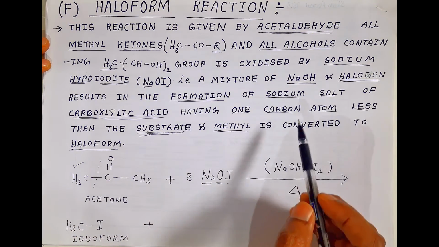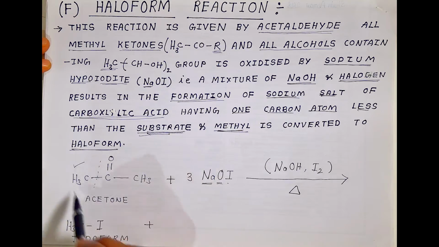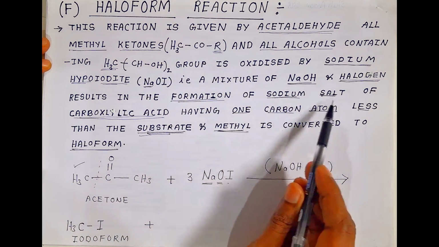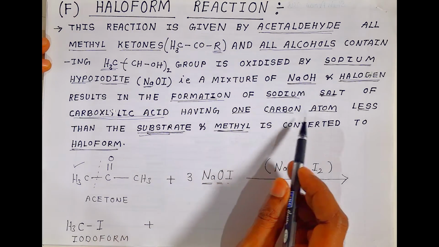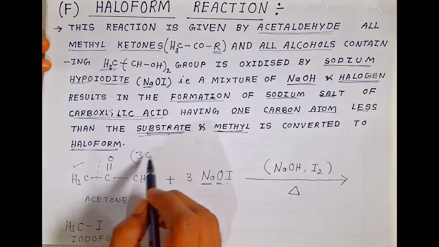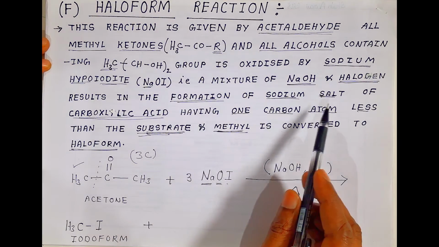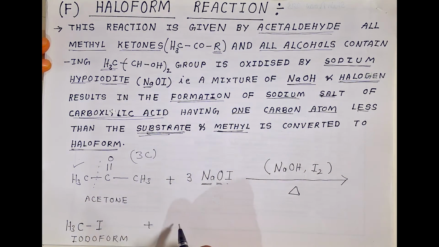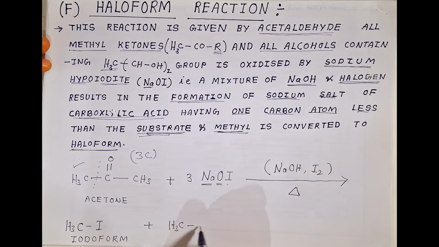Plus students, you are getting one carbon less. Total how many carbon this acetone is having students? There is 3 carbon. So we are getting the sodium salt of carboxylic acid having one carbon less than the substrate. This is substrate students containing 3 carbon. It is 3 carbon, but when it forms the sodium salt of carboxylic acid, it is having one carbon less. That means students, this CH3 I am writing like this, CH3 CO will be as it is.